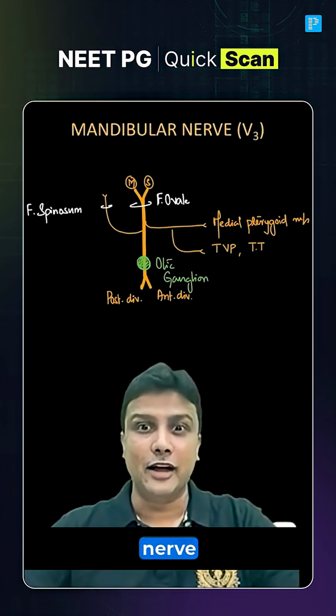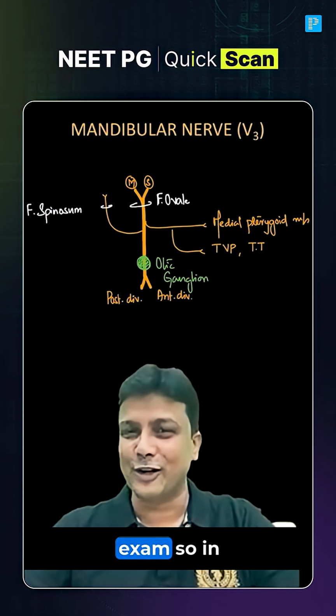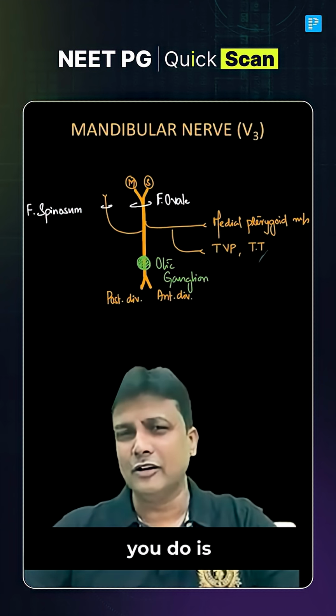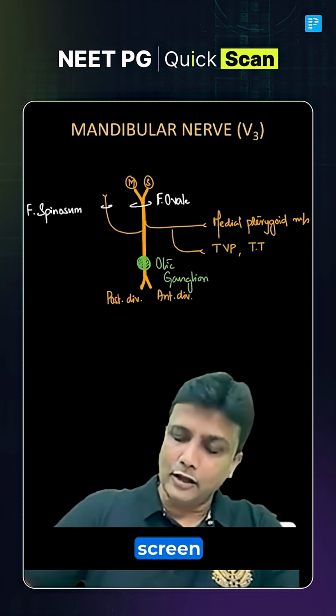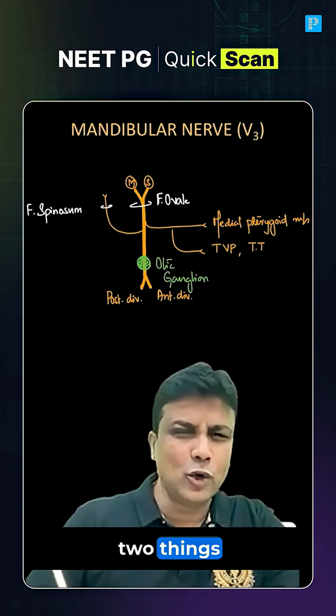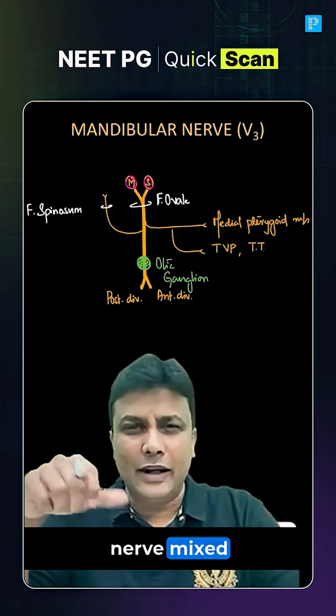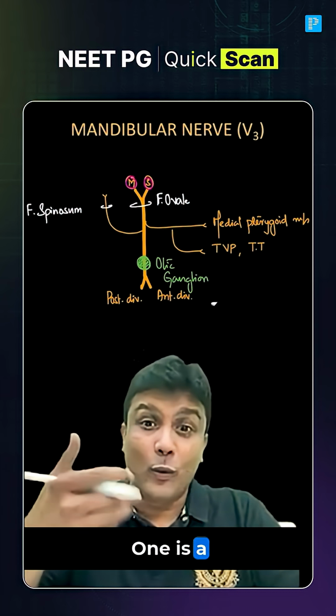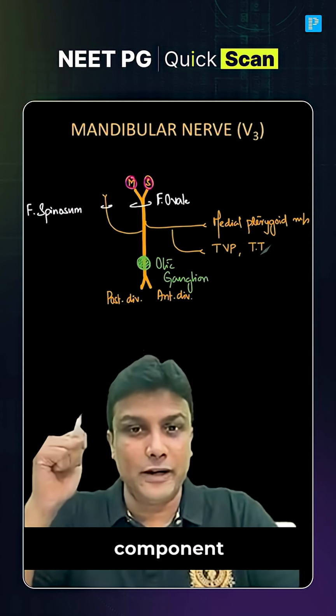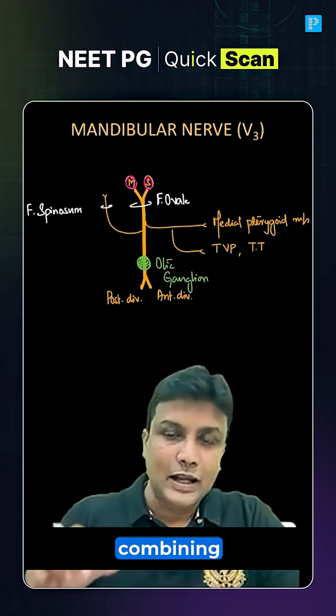Now, mandibular nerve. Nowadays, very much important for your exam, sir. In the mandibular nerve, on the screen you're able to see, it is having two things, sir. One is the motor as well as the sensory part. Mandibular nerve is a mixed one. It is having two components, one is the sensory component, another one is the motor component. And both of them are combining together.